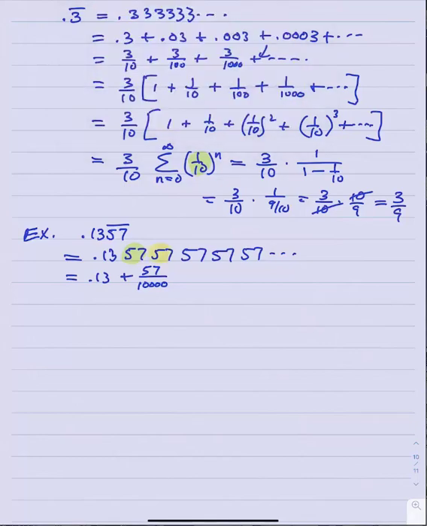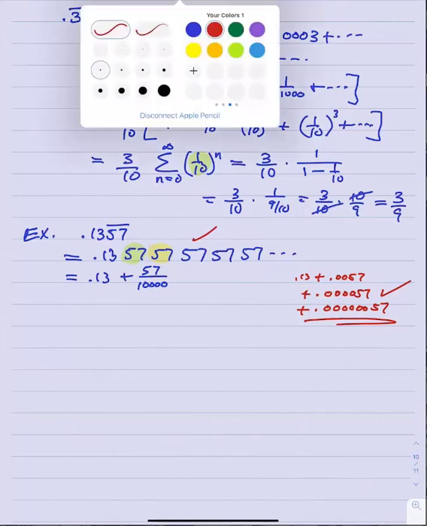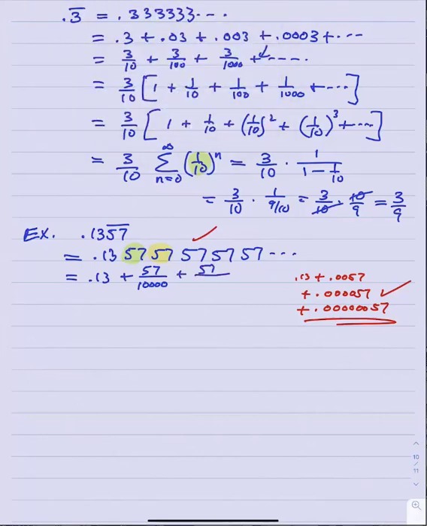If I look at the next two, this is again where I'm looking at this as, let me just say out to the side here, 0.13 plus 0.0057 plus 0.000057. And then when I get out to this one, it would be plus 0.00000057. And so 57 over 10,000 is this one. What's this next one? It would be 57 over 1 followed by 6 zeros. We had 4 zeros here. Now we just want 2 more. So millionth. Plus dot dot dot.